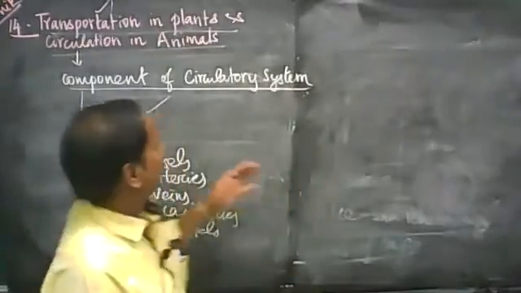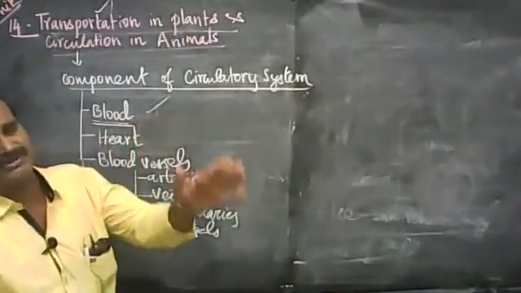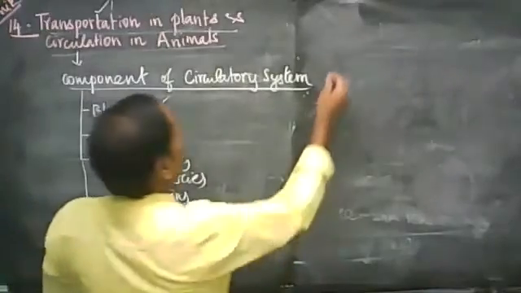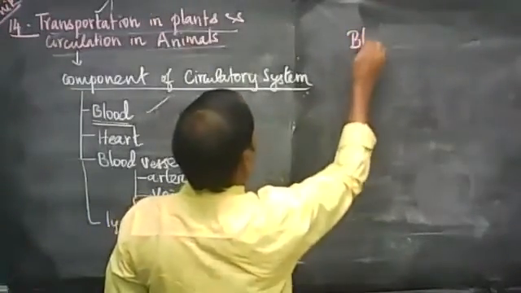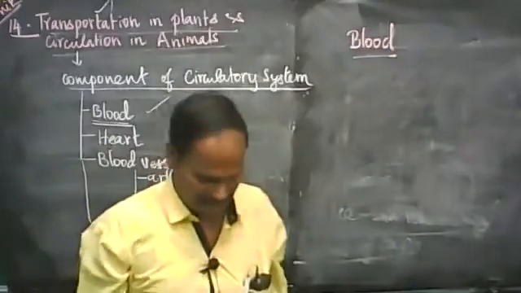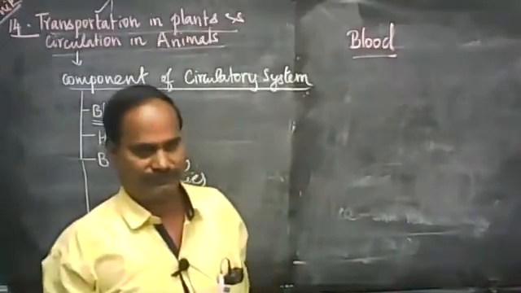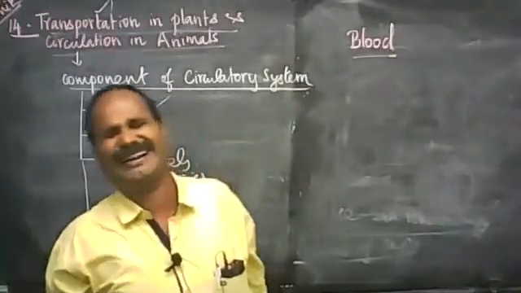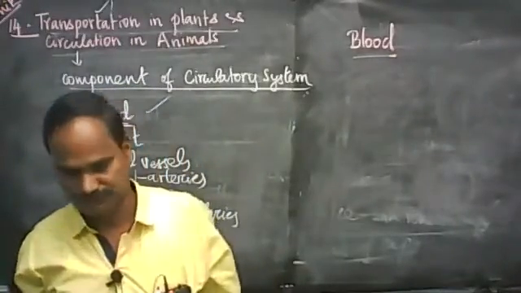So here, let's see the composition of blood. Very important 5-mark question. Composition of blood. You know well that blood is the liquid tissue. It is a connective tissue, fluid connective tissue, liquid tissue.